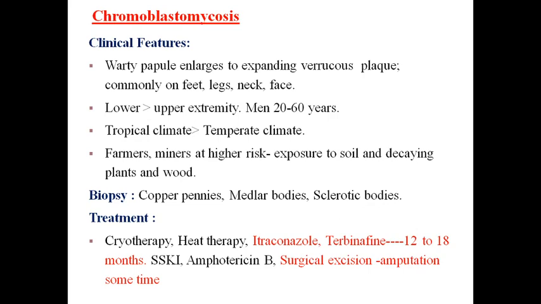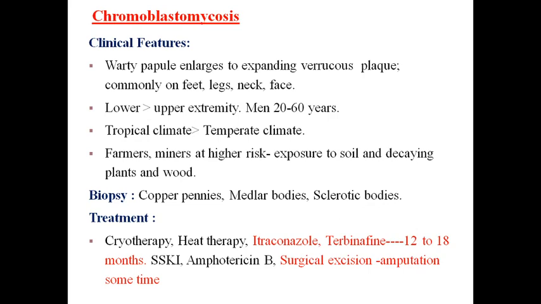Then we can give saturated solution of potassium iodide, which we give especially in sporotrichosis. It is also recommended in blastomycosis, where we prepare a saturated solution of potassium iodide and give it as drops. The dose we start from is 5 drops 3 times a day, and then we escalate the dose weekly to a maximum of 40 drops 3 times a day. But our patients tolerate 10 to 15 or 20 drops 3 times a day, because they can develop side effects of potassium iodide. So we have to restrict to the lower dose.